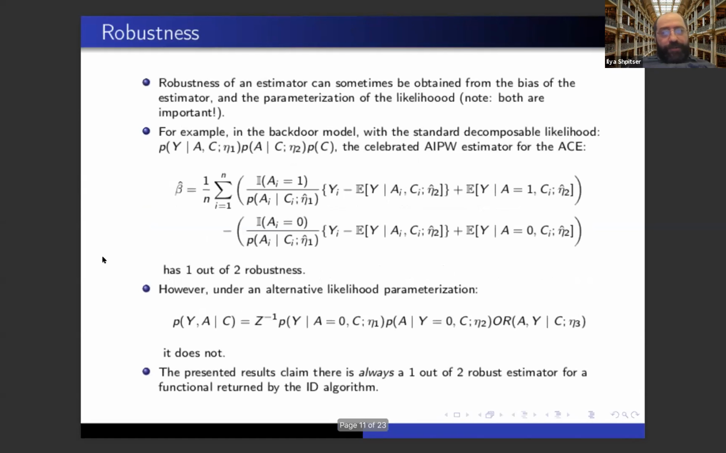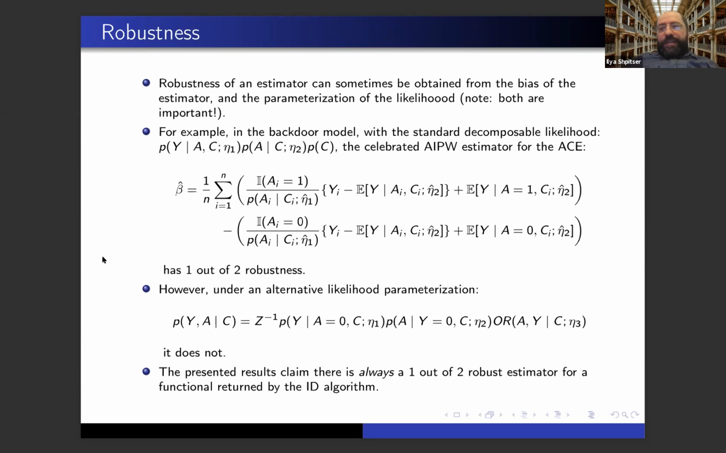Okay, so let's talk about robustness. Robustness of an estimator can sometimes be obtained by looking at the bias of the estimator and the parameterization. So in the celebrated augmented IPW estimator that Jin discussed, we get double robustness if you have a natural decomposable likelihood parameterization. Whereas if you use an alternative one, which is equivalently good in some ways, which is based kind of on Markov random fields, you don't actually get double robustness here. So it's a combination of those two things that get us robustness sometimes.